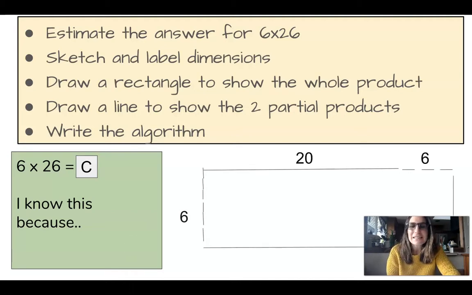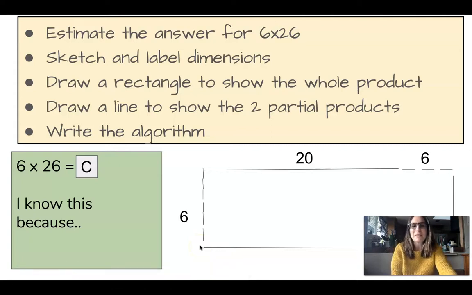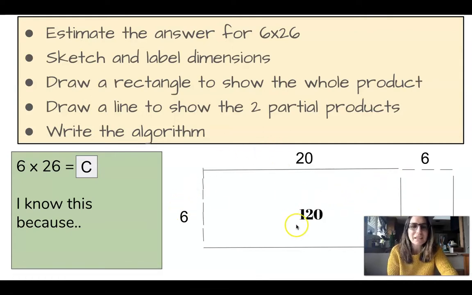If we look at the sketch, we know that 26 times 6 looks like this. We know that it's going to be about 120, a little more than that, right? A little more than that. We're going to look at these 2 partial products and break off 6 times 20 to be 120 and 6 times 6 to be 36.